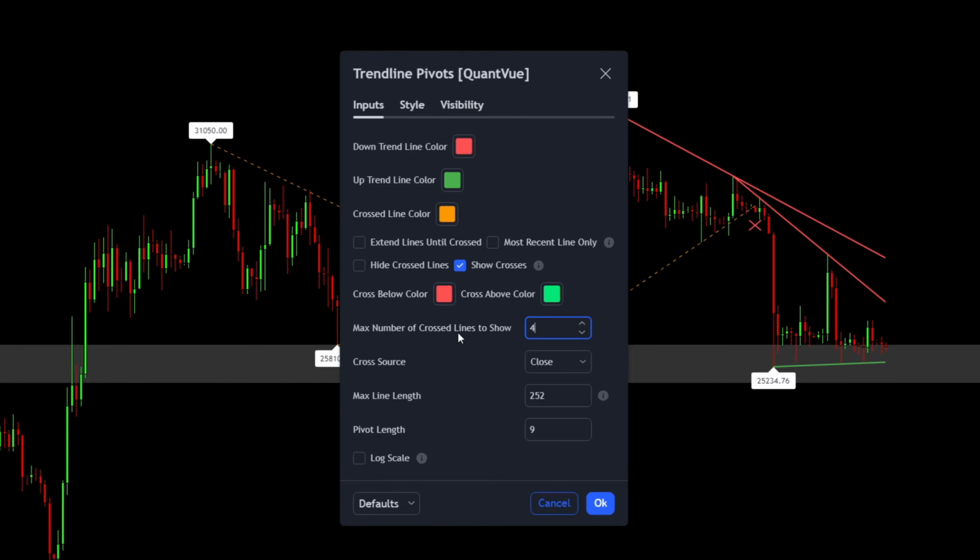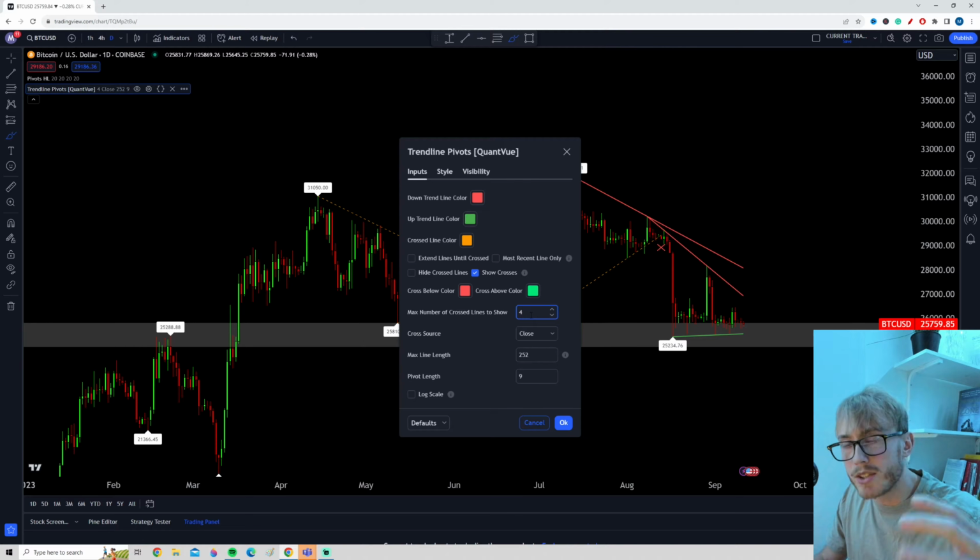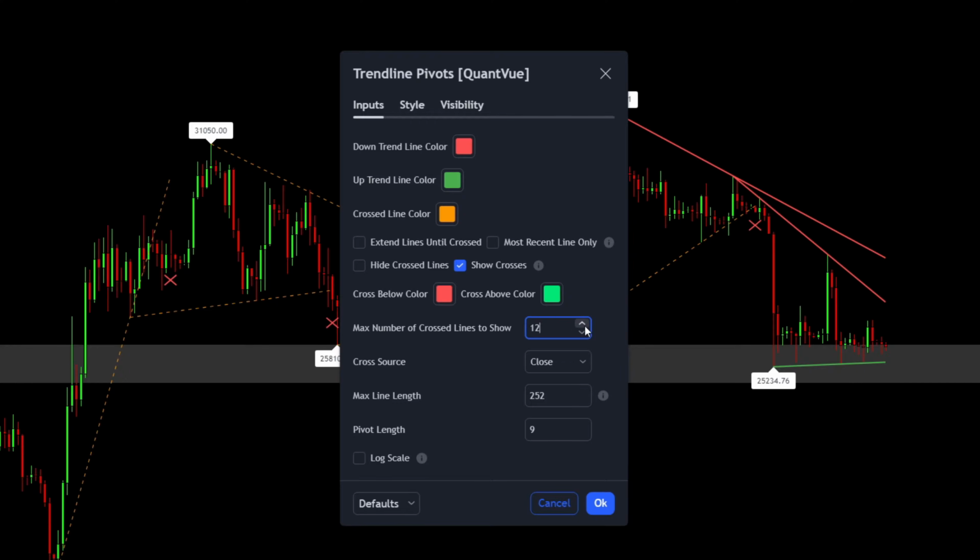But let's go down here to where it says max number of crossed lines to show. So here you can change these numbers and you will see that more lines will appear here on the chart. I personally do think that 4 here is a good number, because when you trade, it's important to keep your chart as clean as possible, and when we trade we usually only use the most recent trend lines, so by increasing this number too much, your chart can be a bit cluttered. So I prefer to have this one on 4, but you can definitely try around a bit here, and perhaps you prefer to have it on a higher level.